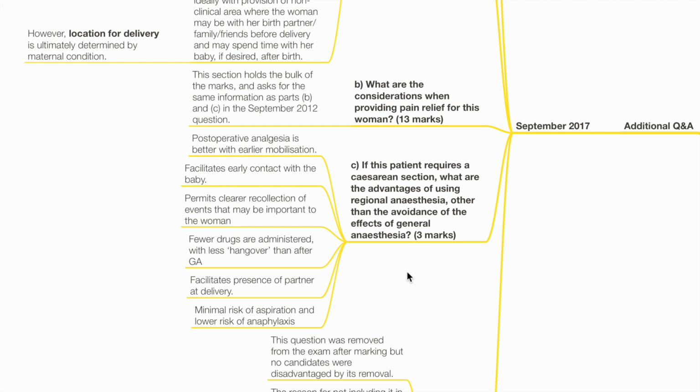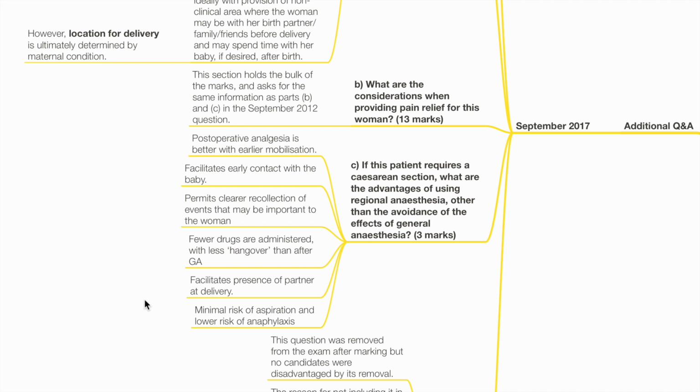C. If this patient requires caesarean section, what are the advantages of using regional anesthesia other than avoidance of the effects of GA? This includes post-op analgesia is better with early mobilization. Regional anesthesia facilitates early contact with the baby. Regional anesthesia permits clearer recollection of events that may be important to the woman. Fewer drugs are administered with less hangover than after GA. Regional anesthesia facilitates the presence of the partner at delivery, and there is minimal risk of aspiration and lower risk of anaphylaxis.